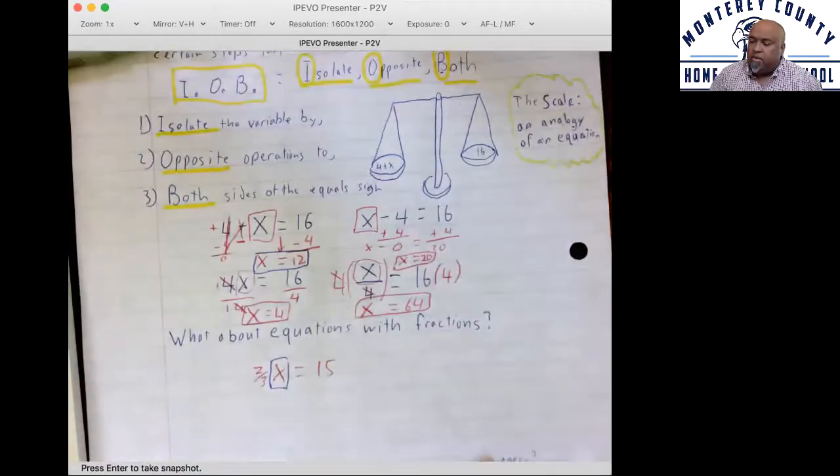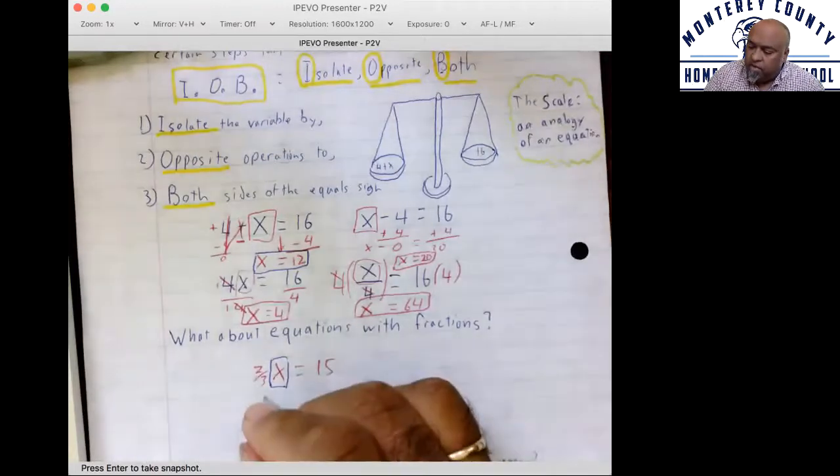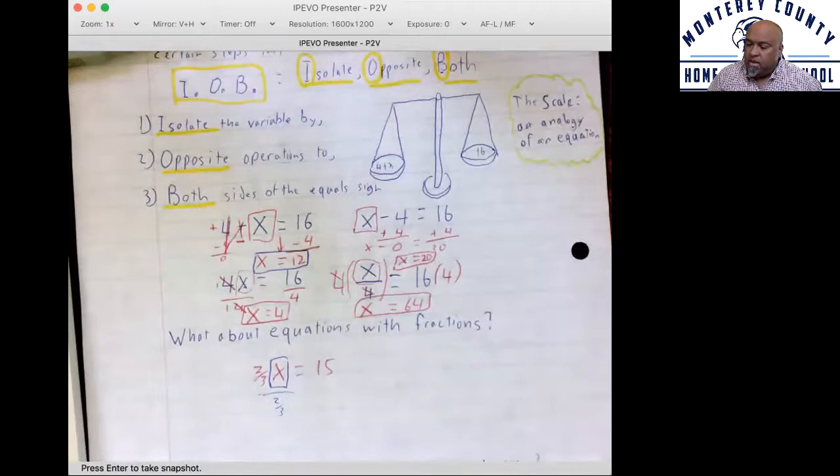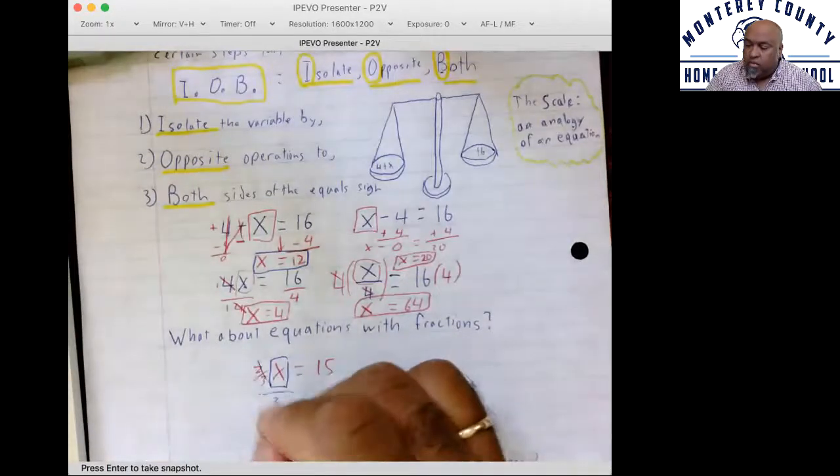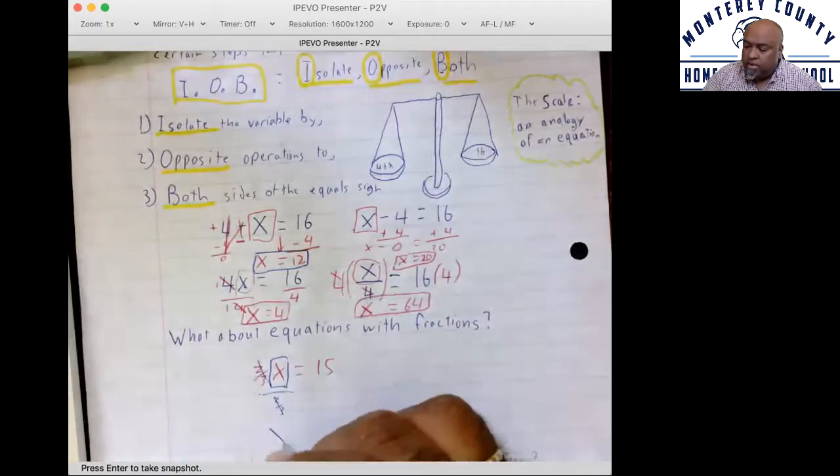By opposite operation. What is the opposite of multiplying by 2/3? It is dividing by 2/3. Now, the temptation is to write it like this and then just cancel them out. Now, that works, and of course, it would leave me with x.